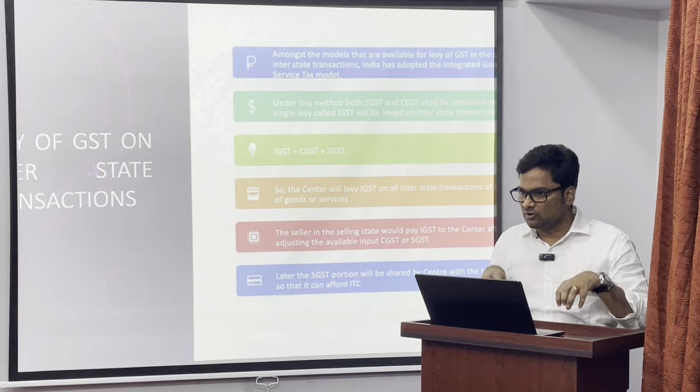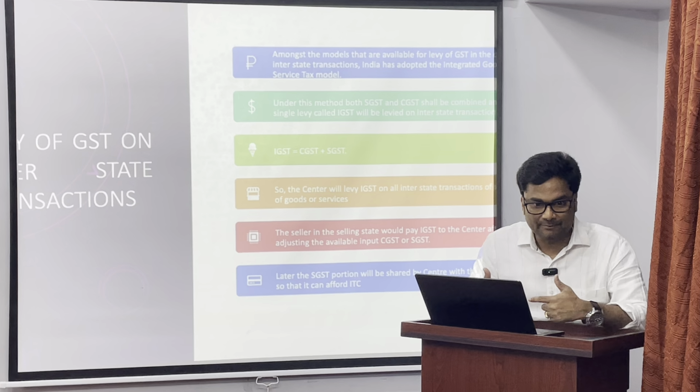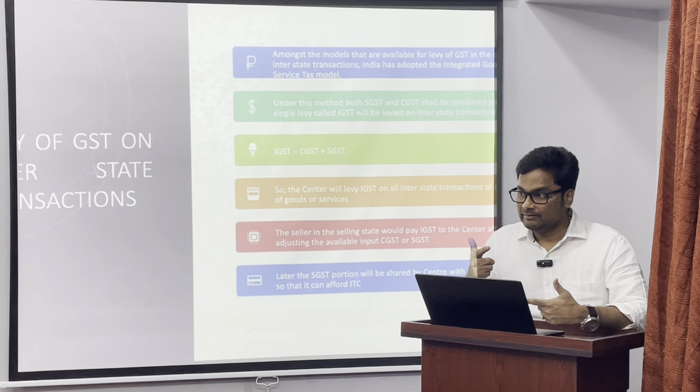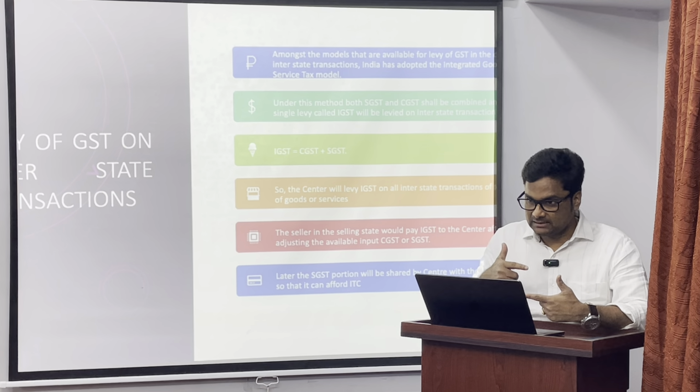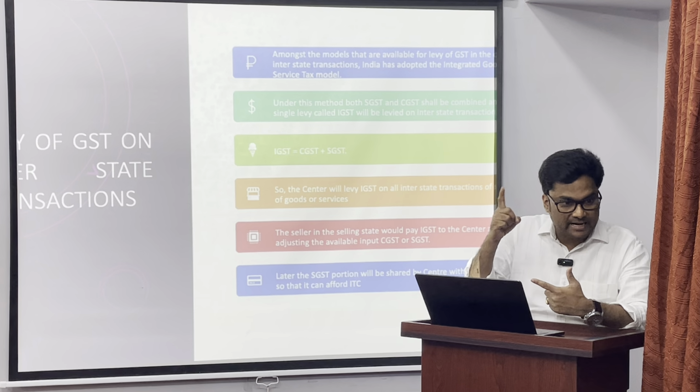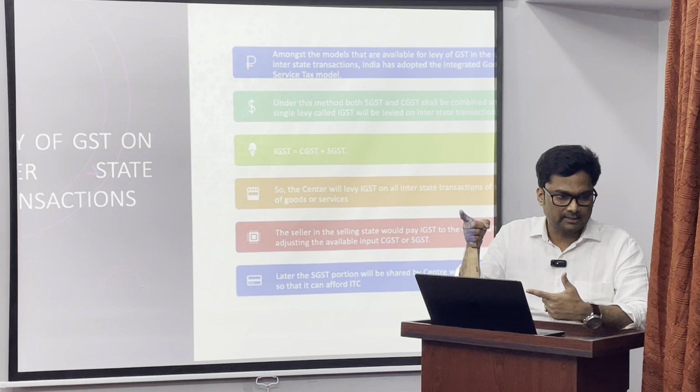If you use it for output CGST, anyway, the center will be giving the credit, no harm. But the moment you use it for SGST, what is happening here in the background? Input IGST has gone to the central government. Correct? Understood?